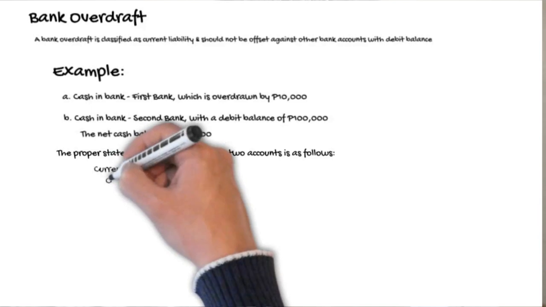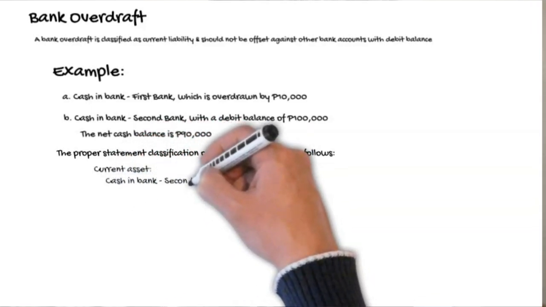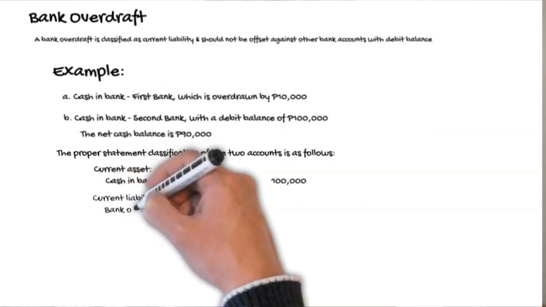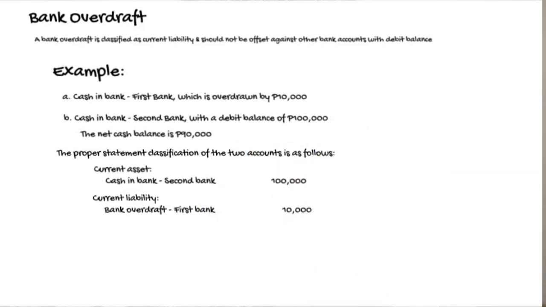The proper statement classification of the two accounts is as follows. So under current asset, yung cash in bank, doon lang sa second bank, which is 100,000. So meron kasi siyang debit balance doon sa company, which means positive, na 100,000. Now, the other one has a bank overdraft, yung first bank, by 10,000, which is under current liability.